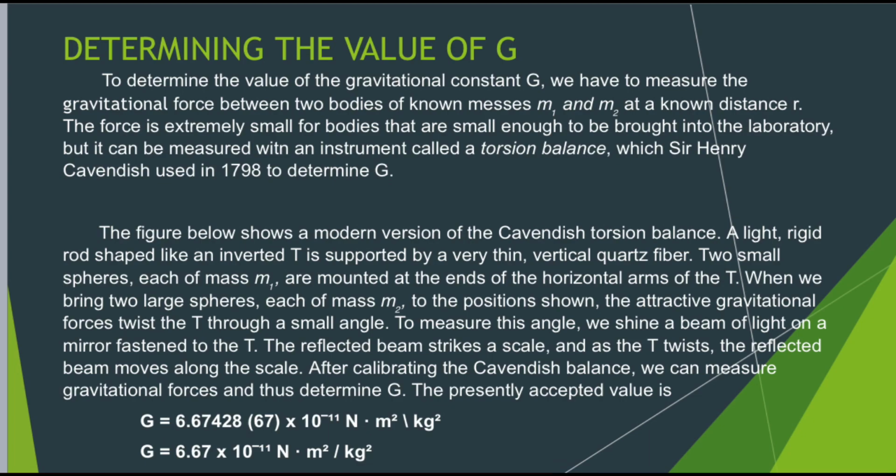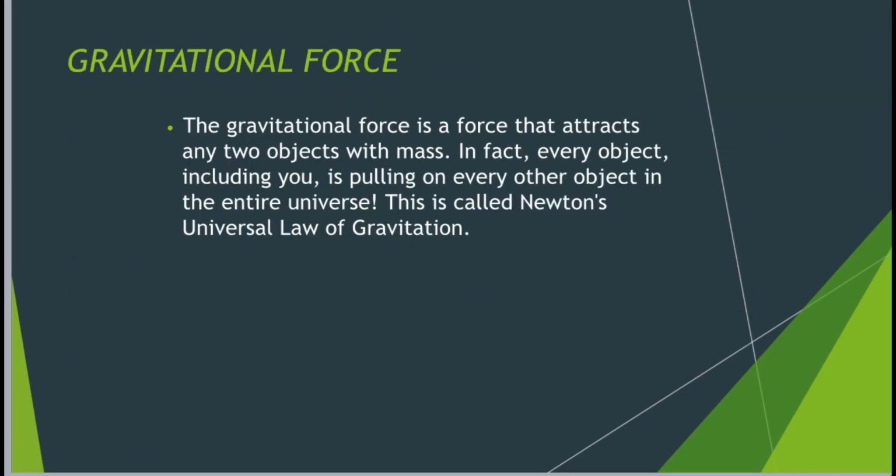To measure this angle, we shine a beam of light on a mirror fastened to the T. The reflected beam strikes a scale, and as the T twists, the reflected beam moves along the scale. After calibrating the Cavendish balance, we can measure gravitational forces and thus determine G. The presently accepted value is shown below.